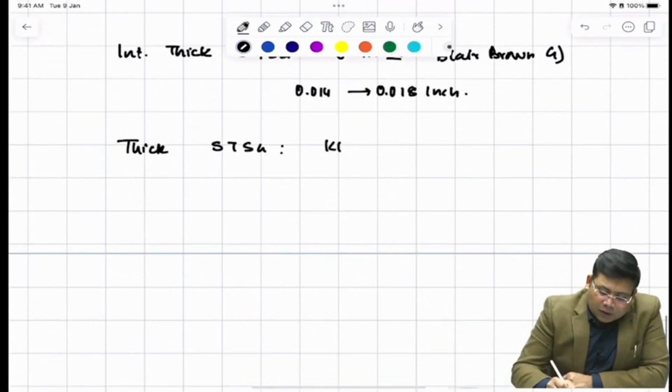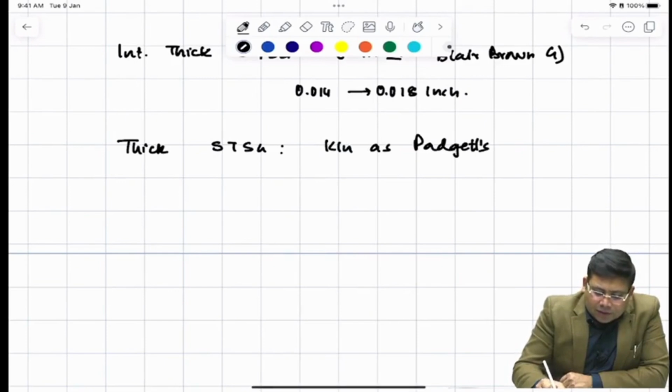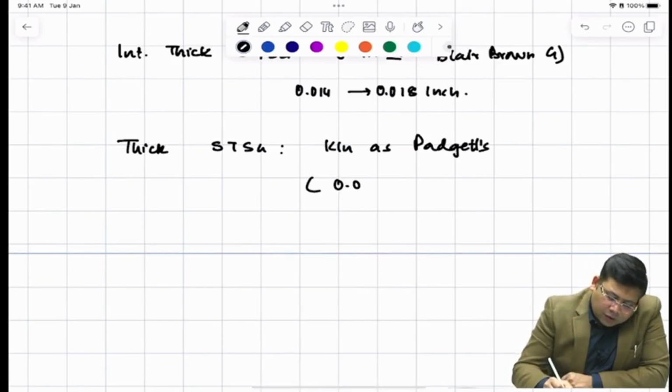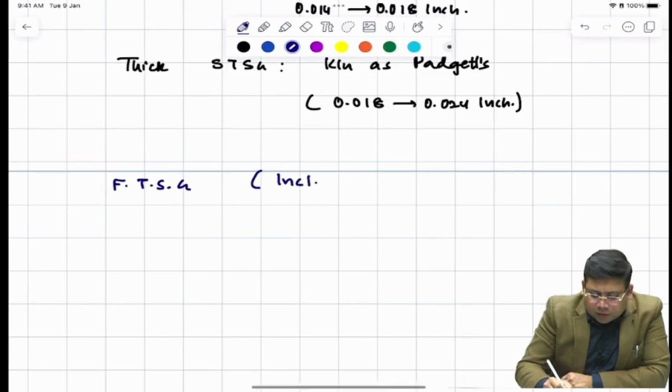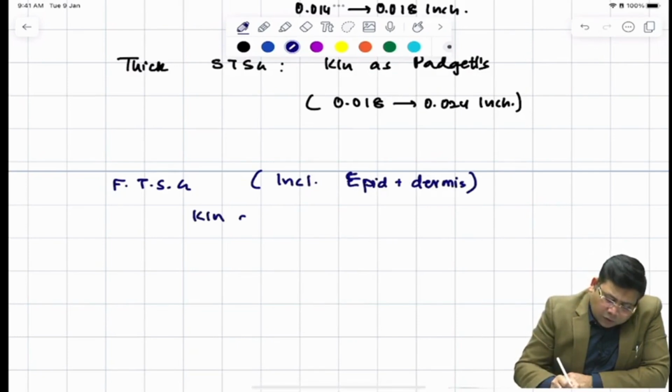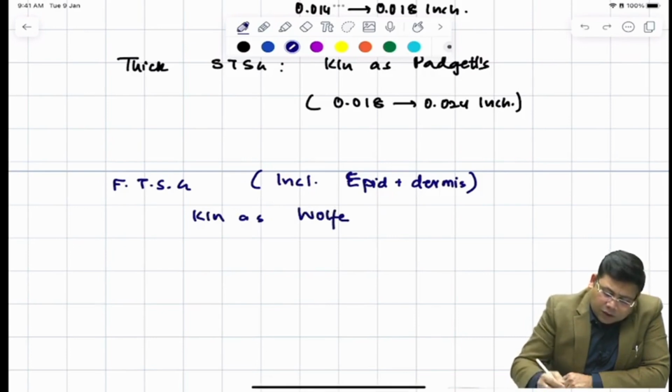So this is known as Paget's graft. This is Paget's graft. And remember, 0.018 to 0.024 inches, at least the reticular dermis should be spared. When we talk about the full thickness skin graft, it includes 2 important things: the epidermis, and along with that, the dermis. This is what is important. Remember, this is also known as Wolfe-Krause graft.